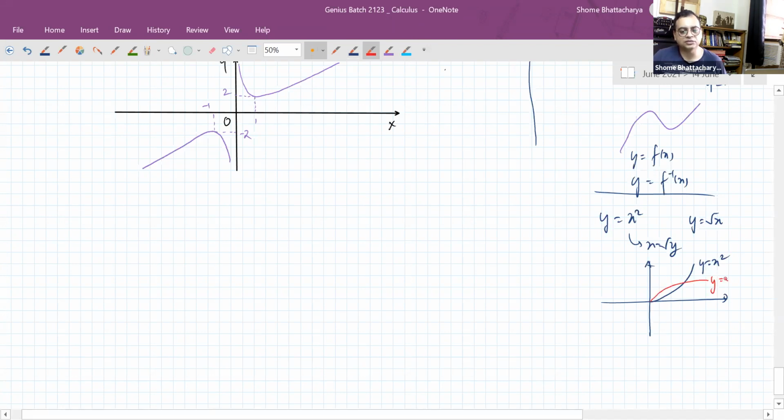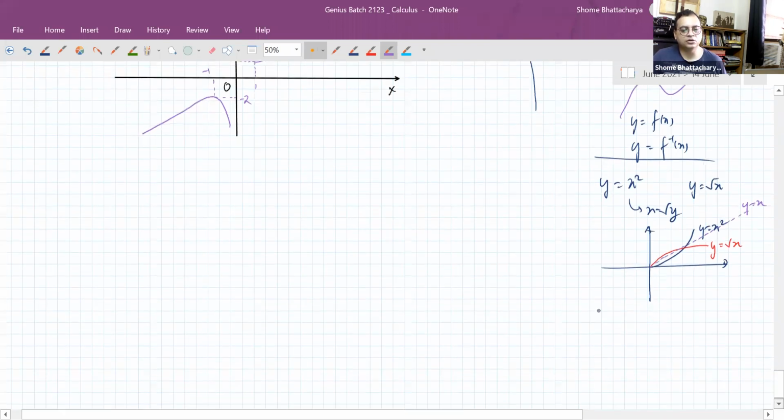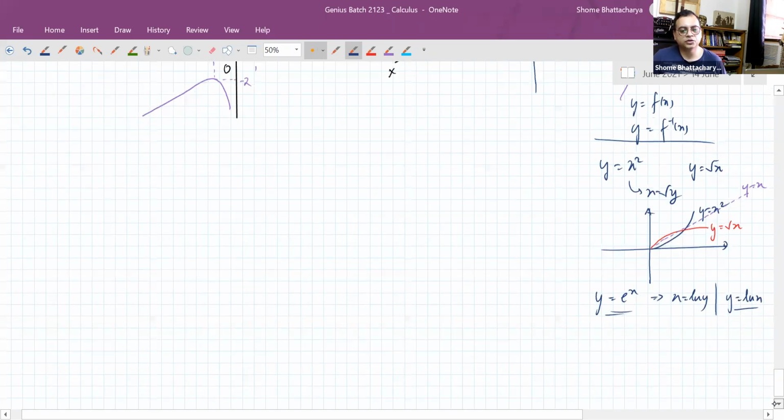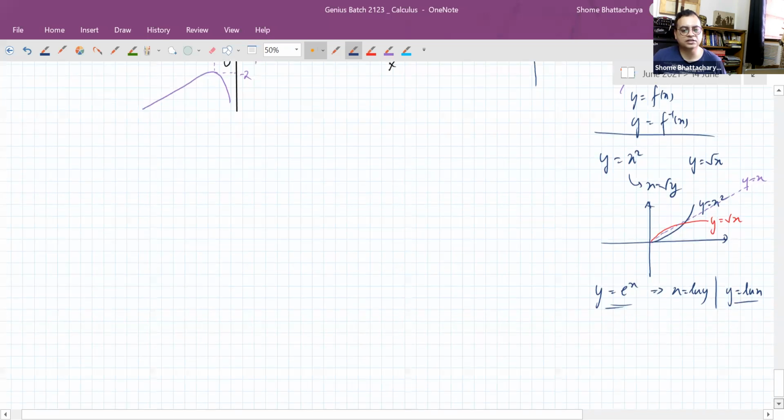I'm taking only the positive part of the domain where we can compare them, is like this. And their mirror image about the line y equal to x. For example, you have the function y is equal to e raised power x. That means x is equal to ln y. So if you take the function y is equal to ln x, these two are inverse of each other. So if your f(x) is e raised power x, then the inverse function of f(x) is ln x.